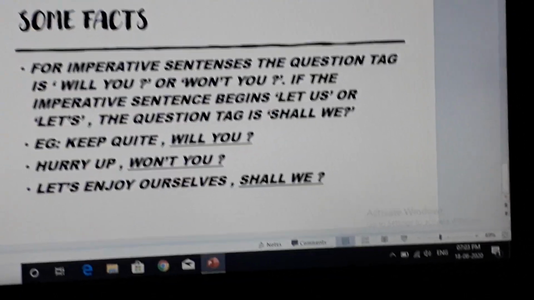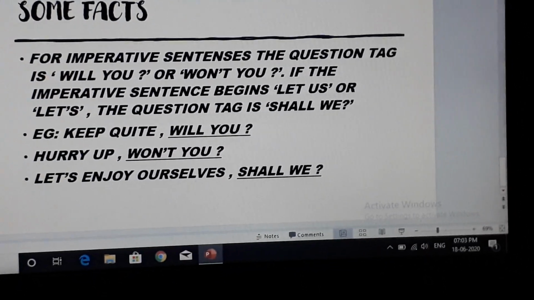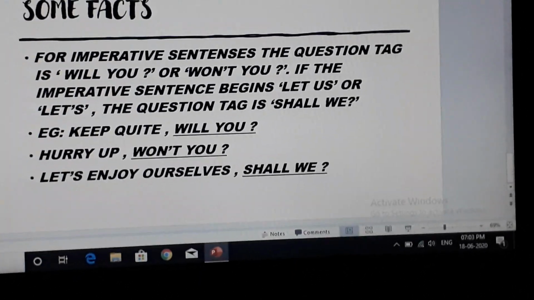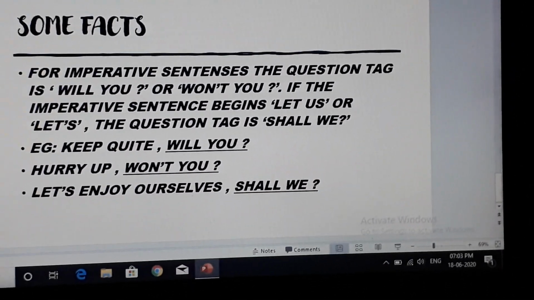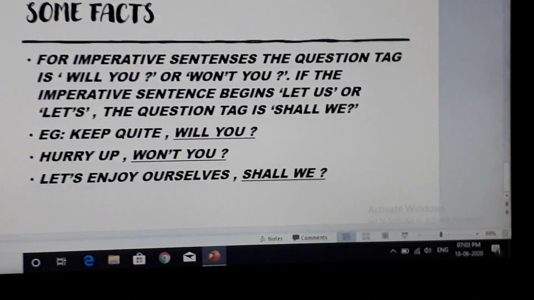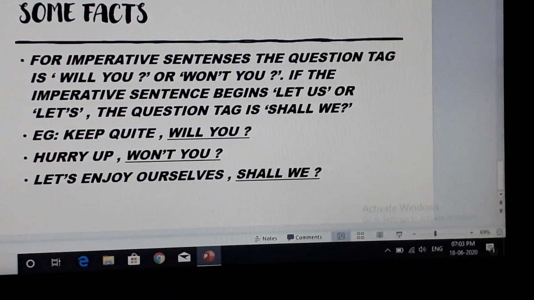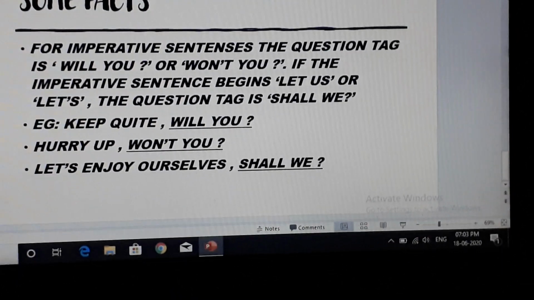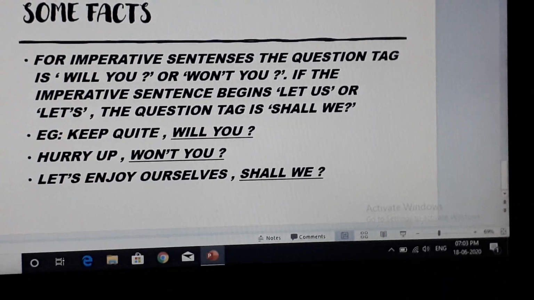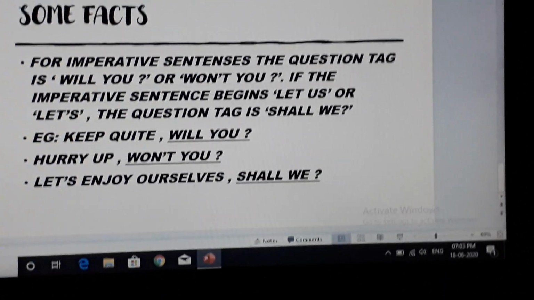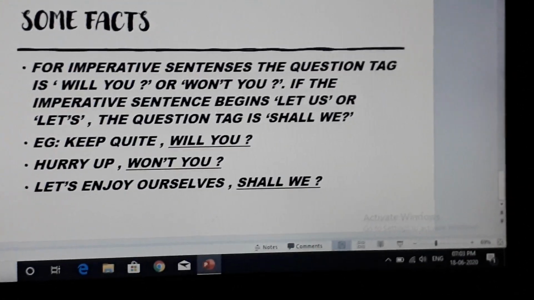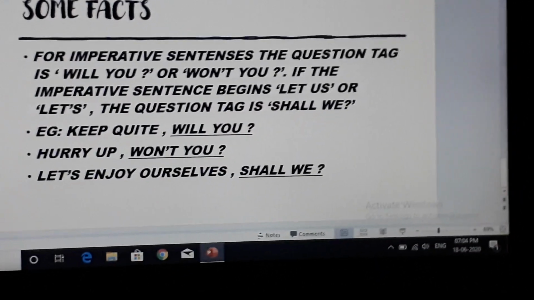Next is, if the imperative sentence begins with let us or let's, then in such a case we are going to use the question tag shall we. For example, let's enjoy ourselves. So again, if the sentence is beginning with let's, we are going to use the question tag shall we.